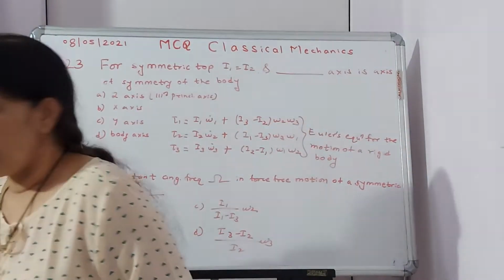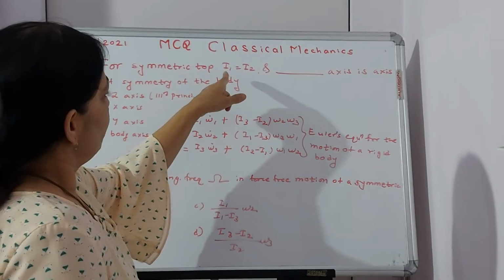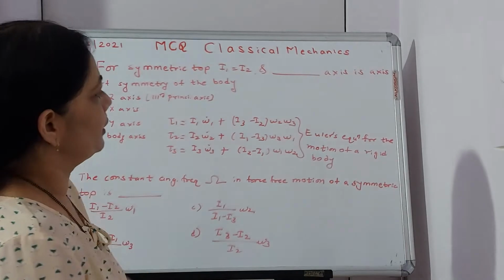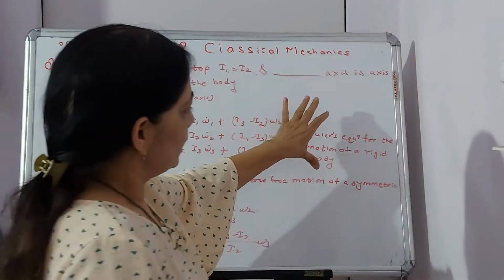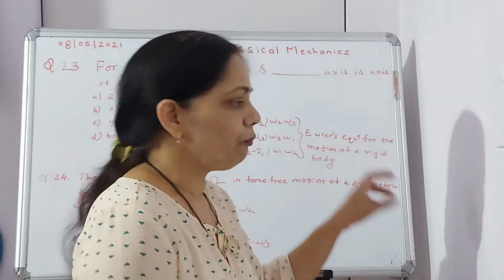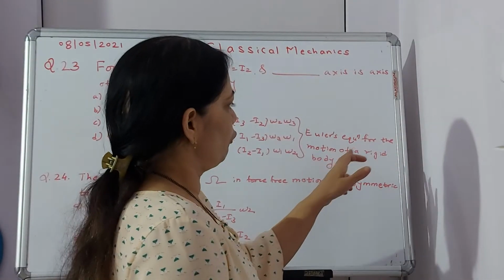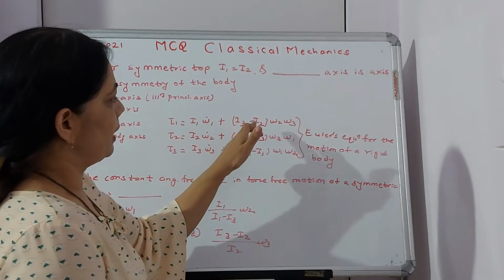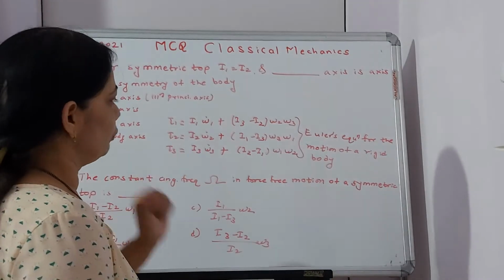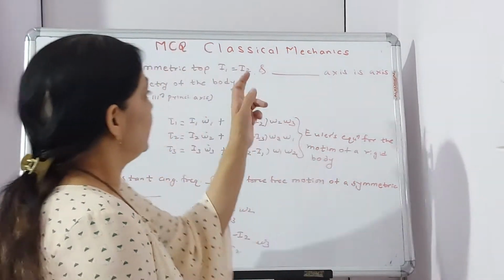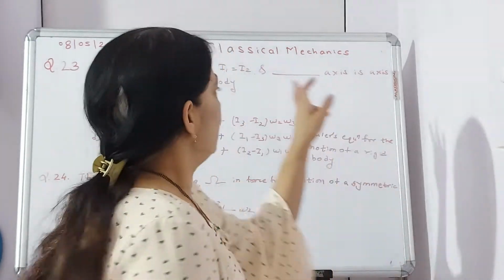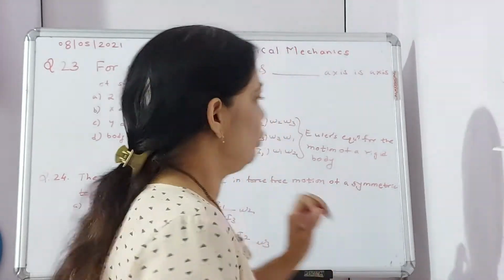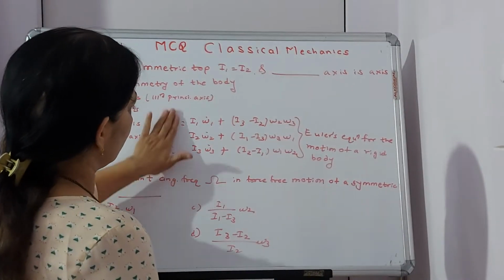So over here, the first question says that if it is a symmetric top, I1 is equal to I2 and the dash axis is the axis of symmetry of the body. This is a well-known derivation for Euler's equation for the motion of a rigid body, where you get tau1 is equal to I1 omega 1 dot plus (I3 minus I2) omega 2 omega 3, then tau2 and tau3. But to get these for the symmetric top, what is the condition first? I1 has to be I2 and there is no torque acting on the particles, which means tau1, tau2, tau3 will be equal to 0.